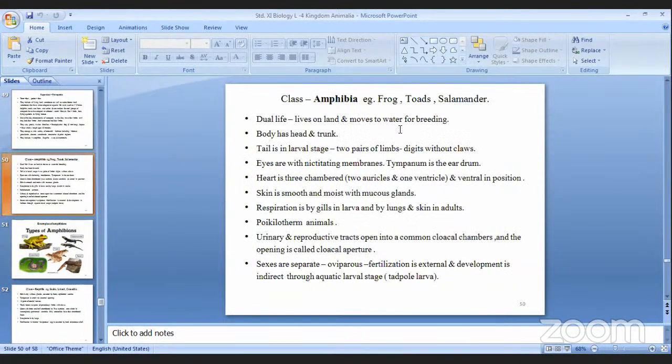Now here, see the characteristics. They have dual life. That means what, student? That they can survive on land as well as move to water for reproduction purpose. That is for breeding. Clear?